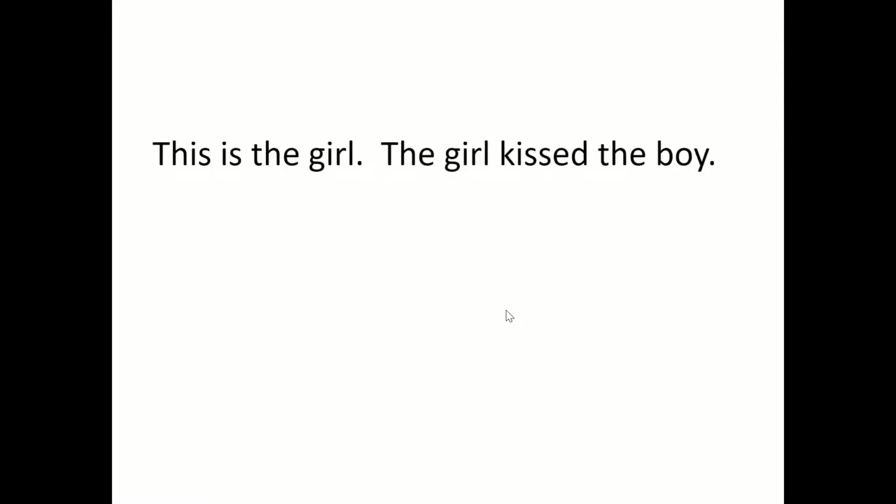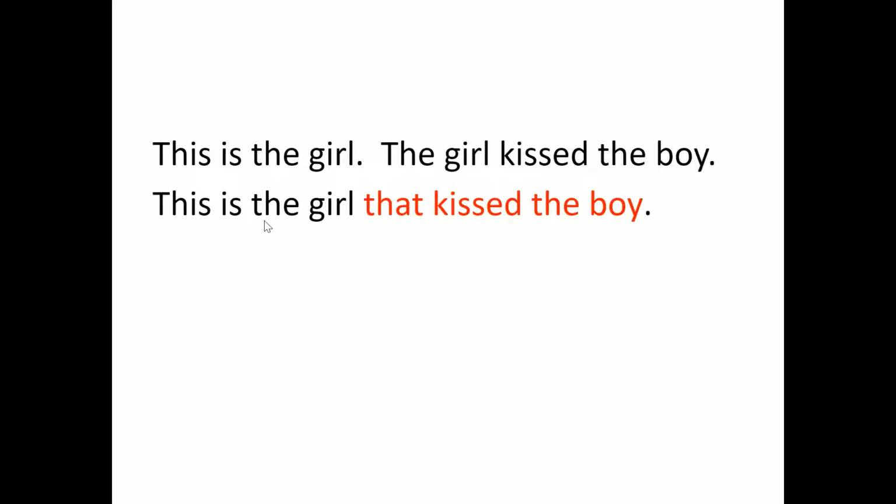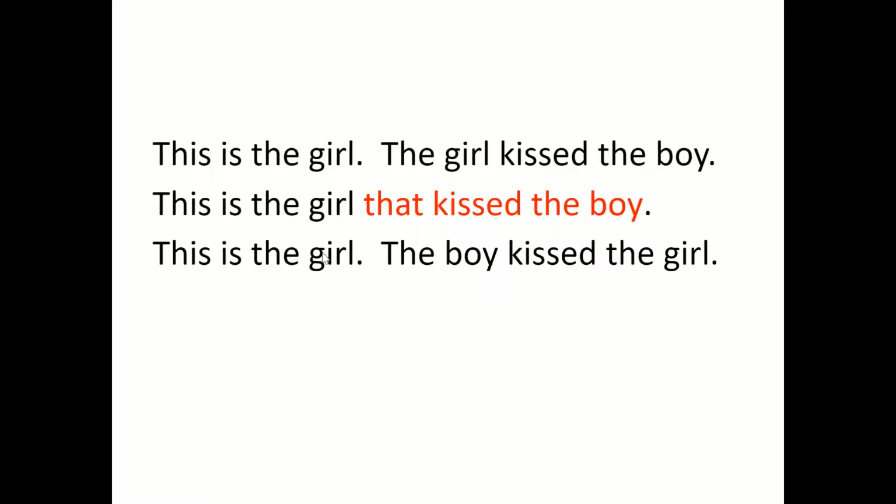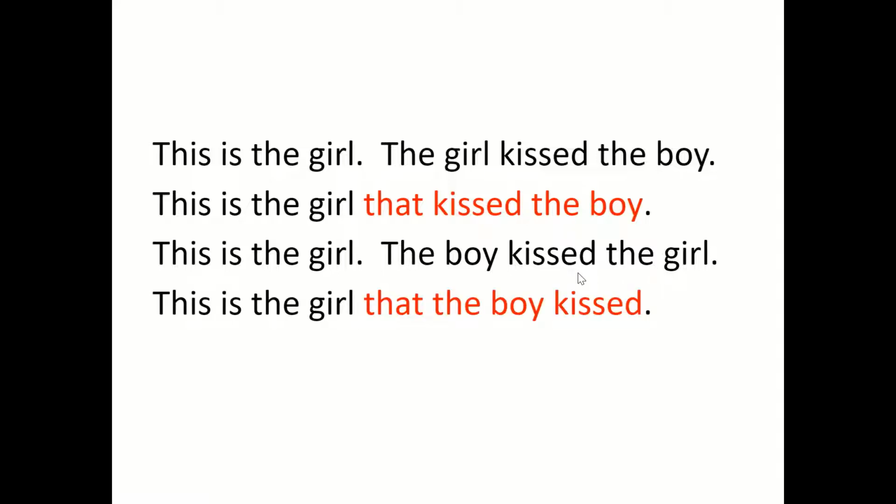This is the girl. The girl kissed the boy. Again, with the girl functioning as the subject of this sentence, we have, this is the girl that kissed the boy. Now, this is the girl. The boy kissed the girl. Here we have the girl as the object of this sentence. It becomes, this is the girl that the boy kissed.